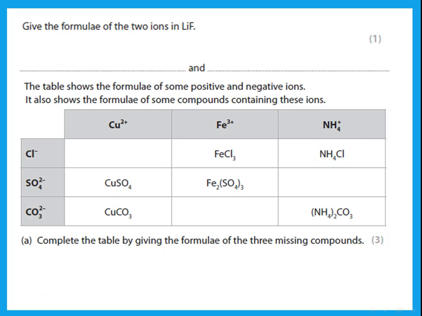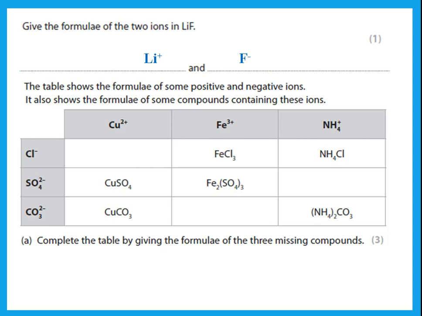Okay? Give the formula of the 2 ions in lithium fluoride. So lithium fluoride is made up of the lithium ion and the fluoride ion. The lithium ion has lost 1 electron, so that's +1. The fluorine is a halogen, group 7. It gained 1 electron, so it's 1 negative.